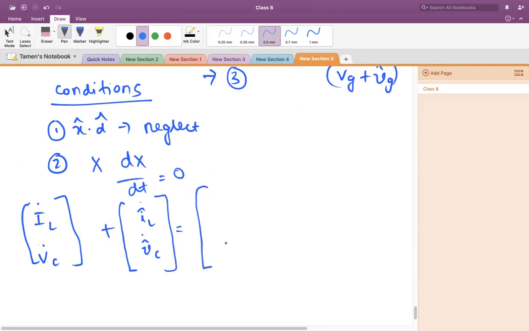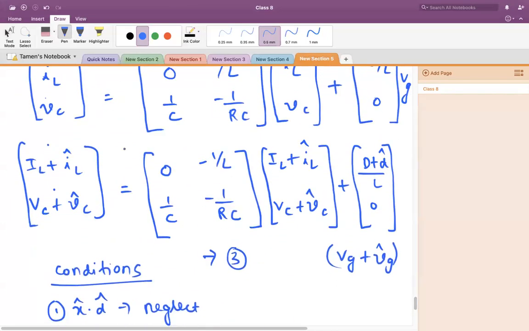Next, we'll separate in terms of the current and voltage values also. That is 0, minus 1 by L, 1 by C, minus 1 by RC. See what I am doing right now. This is the main equation I got. From this main equation, we will separate this part, this part, this part, this part, then the steady state part and the small signal part. We have to separate it.